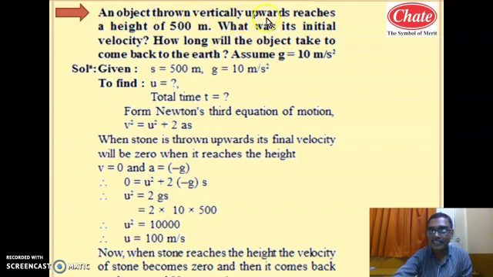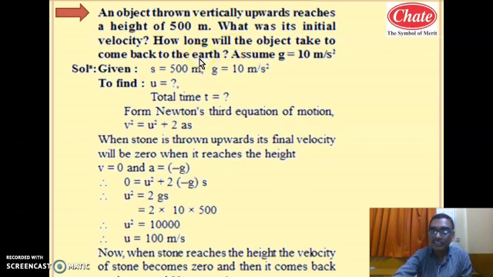An object thrown vertically upward reaches a height of 500 meters. After reaching this 500 meters, its final velocity becomes 0. When we throw a body upward, the initial velocity is not 0, but its velocity goes on decreasing and the final velocity becomes 0. What was its initial velocity? This is the question. How long will the object take to come back to the earth? The object is thrown from the earth's surface, and the question asks how long it will take to come back.